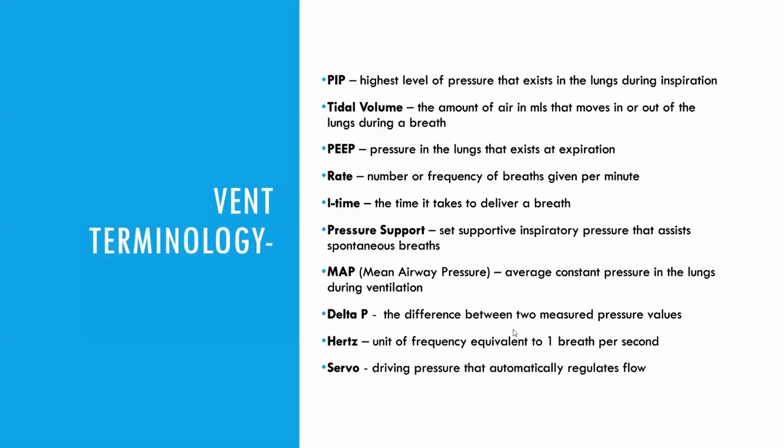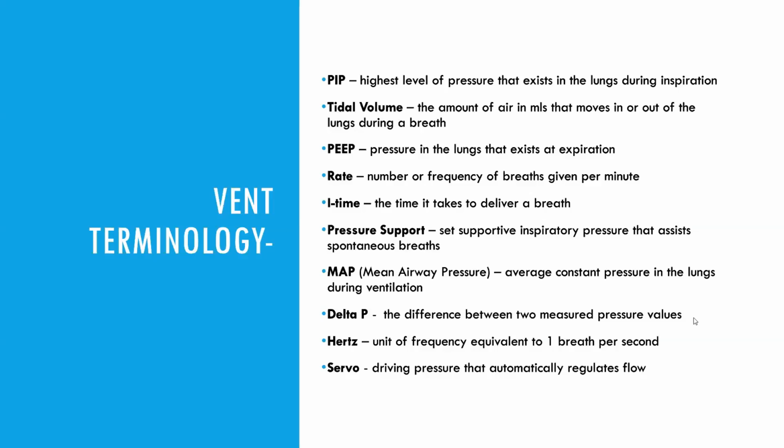Delta P is just the difference between two measured pressure values. For example, a delta P is like the difference between your PIP and your PEEP. You have a high pressure and you have a low pressure. What is that number in between? That is the definition of a delta P.